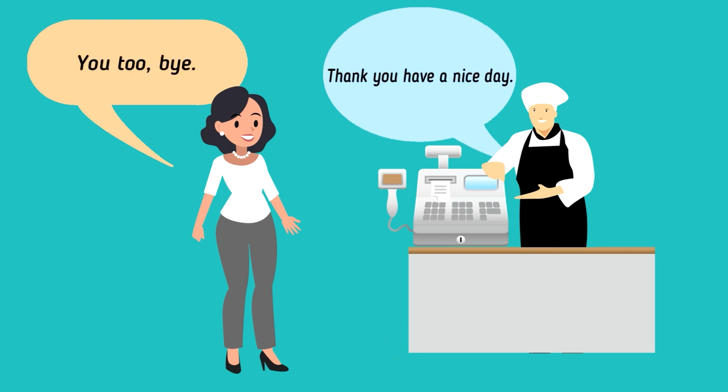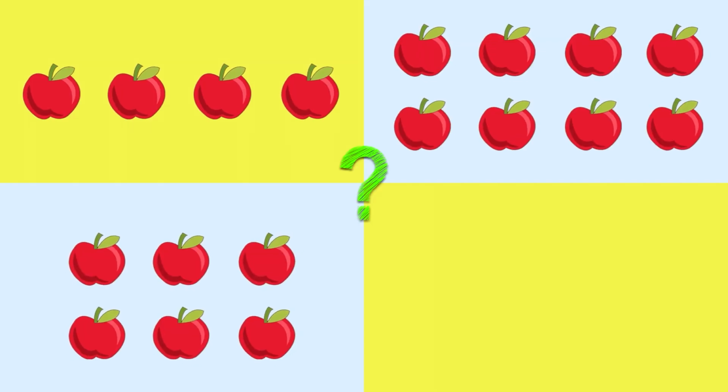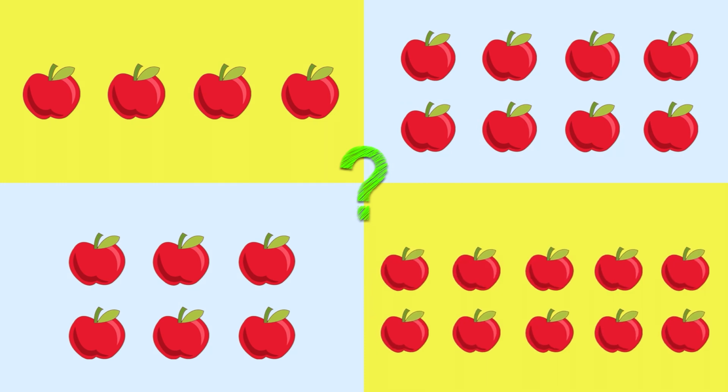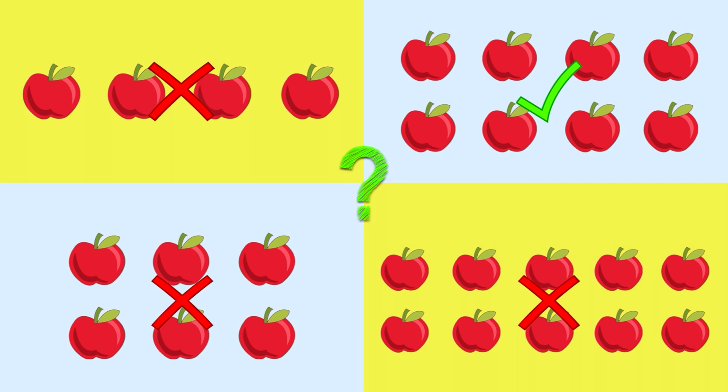You too. Bye. How many apples did Sally buy? Know how many apples? Pack of 4, 6, 8, 10. The answer is 8. Yes, Sally wants to buy 8 apples. Well done.